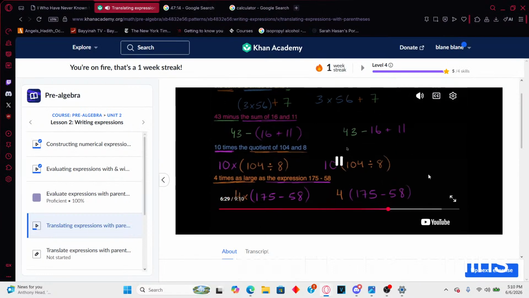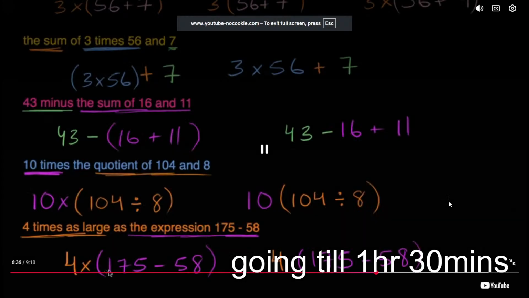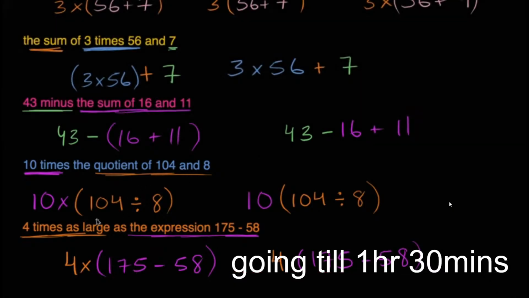And once again, if you didn't write the parentheses, then it wouldn't be the same thing. Because if the parentheses weren't here, then you would want to do the 4 times 175 first and then subtract the 58, which isn't what the statement is telling us. And this last one, I think, brings up an interesting thing for us to think about.